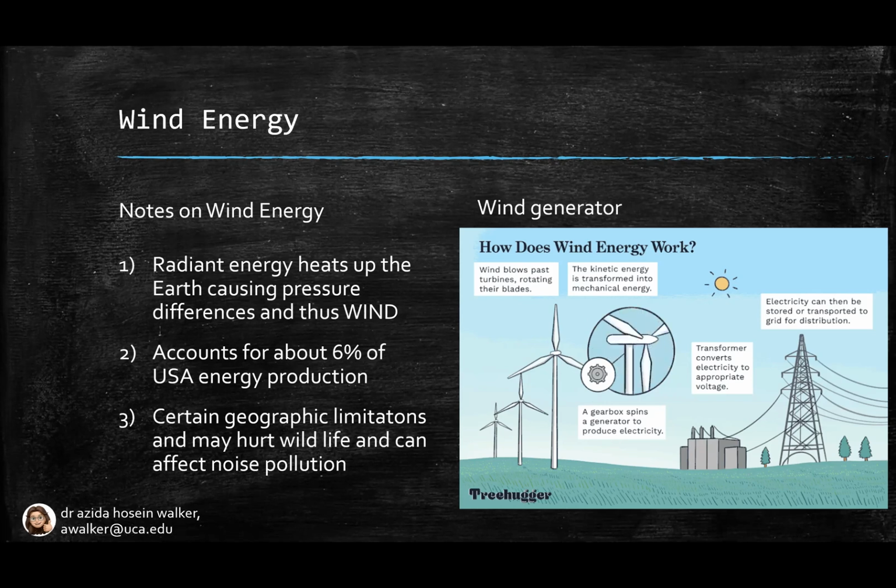which spins a generator. And of course, the generator is kind of like a small turbine. You can think about that with the electrical wires and the magnetic field in close contact. And then you have the electricity. So each of these windmills will have its own energy, and then that is sent to a substation where the transformer converts electricity to the appropriate voltage, and then it's sent to the grid for distribution.